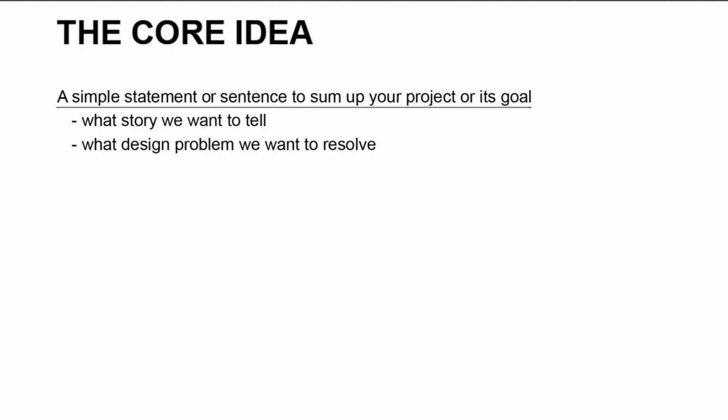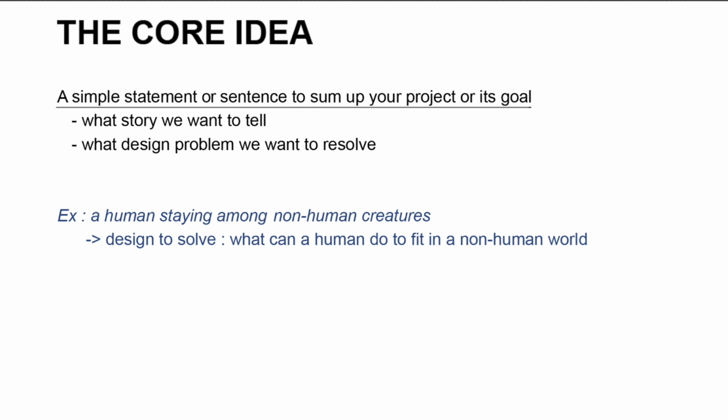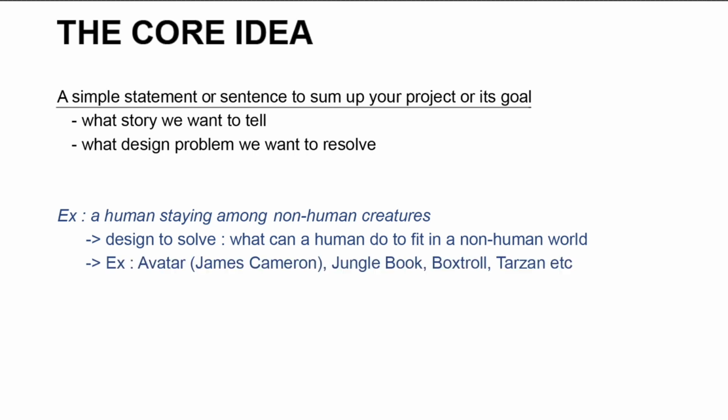Besides, you'll be surprised, but a lot of IPs nowadays can be summed up by a simple statement. For example, if I tell you a human staying among non-human creatures, just with that one sentence, you understand that the main objective of that project will be to design some solution that would help a human to fit in a non-human environment. As examples, we have Avatar from James Cameron, Jungle Book, Boxcar 1000. All these IPs are about a human character who is trying to fit in a non-human environment because he got raised by non-human characters, or maybe because he just wants to fit in a new culture.